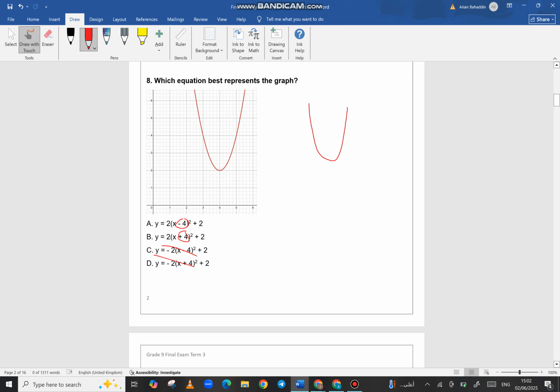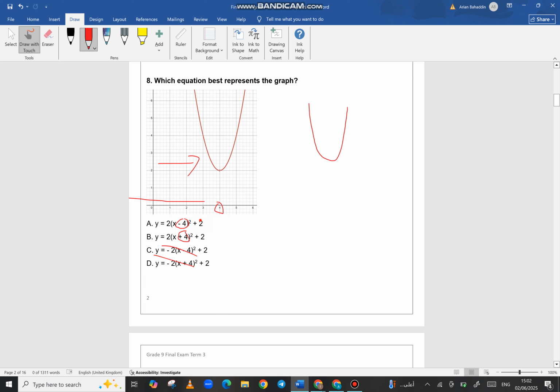Now, why have I circled +4 and -4? -4 would move it to the right. +4 would move it in that direction. Now we know it's not there because it's positive. It's going to be at 4 and 2.